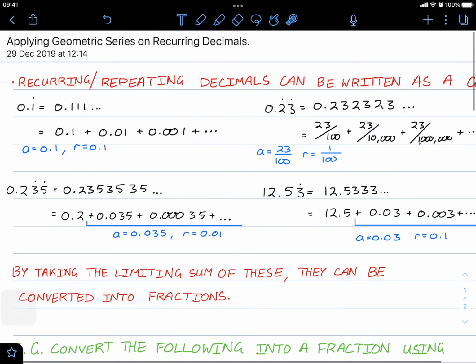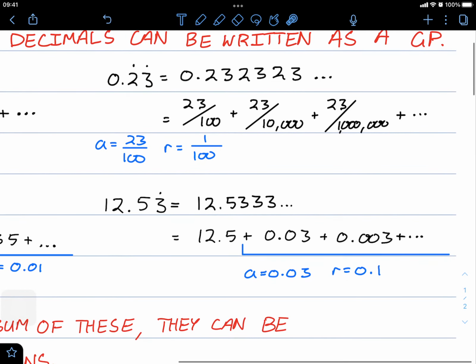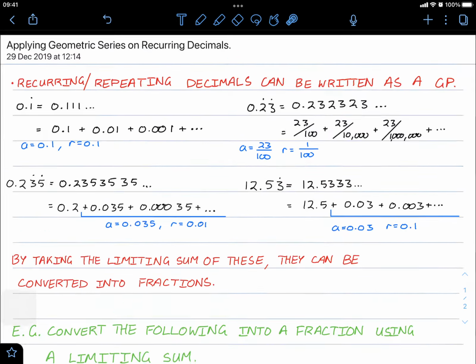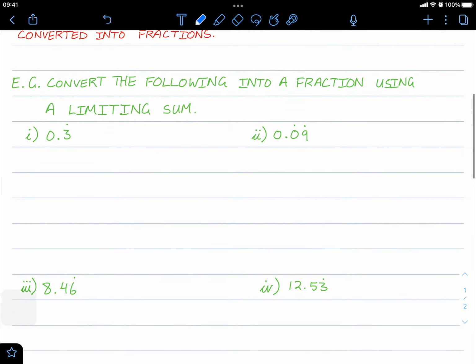Even where you have an included number that's not part of the repeating sequence, you could just take that portion out and consider only the remaining bit as the recurring decimal. Okay, and I hope you get the idea. So 12.53 recurring. So 12.5 is off to itself, and the recurring threes become the geometric progression or series. By taking the limiting sum of these, they can be converted into fractions. So let's go straight into it. You can pause the video and give this a go.